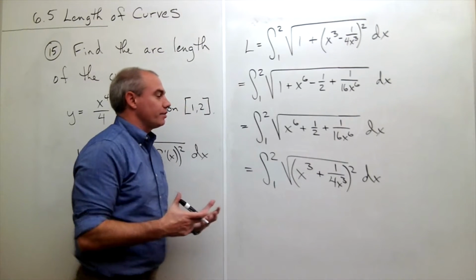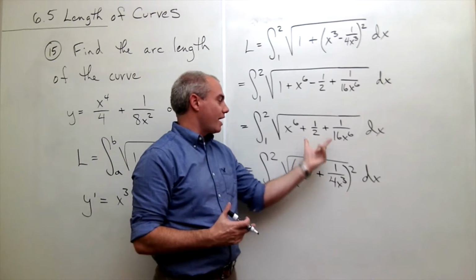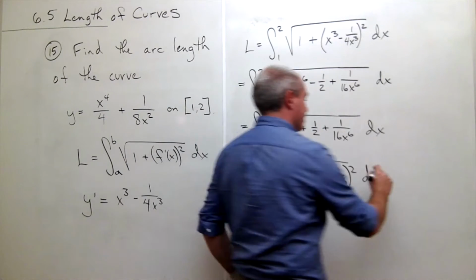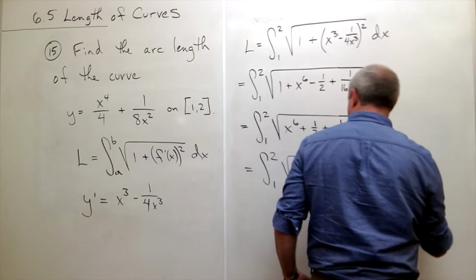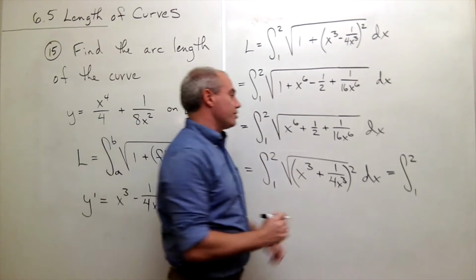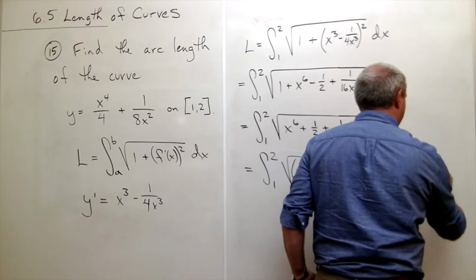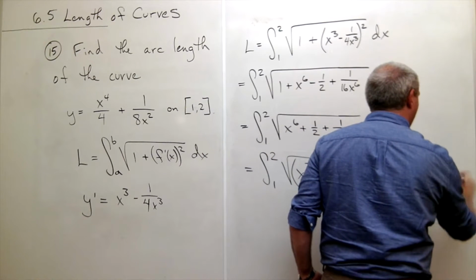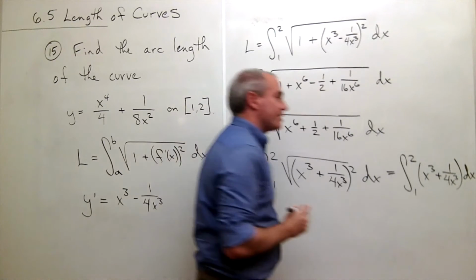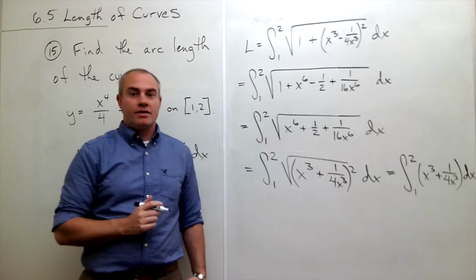So this is a nice little trick: take something inside, see that it's a perfect square, factor it, and now we can pull this guy out of that square root. Now we have the integral from 1 to 2 of x cubed plus 1 over 4x cubed dx. And that's something that is quite easy to integrate.